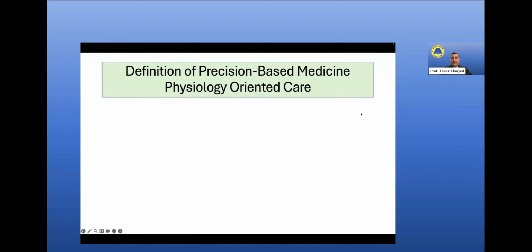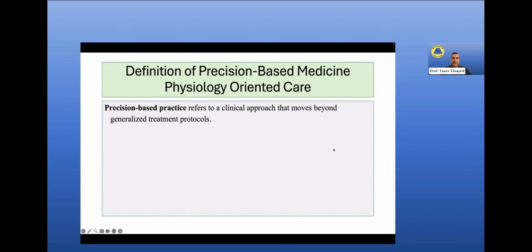So we are talking about precision medicine. Let us go over the definition of precision medicine and the relation of this newly introduced concept to hemodynamics or physiology-oriented practice in general. Precision medicine refers to a clinical approach that moves beyond generalized treatment protocols. It means that in evidence-based medicine, you randomize 100 patients, 50 to placebo and 50 to intervention, assuming that everyone is the same, which is not the case in all diseases. Everyone is not the same in everything.